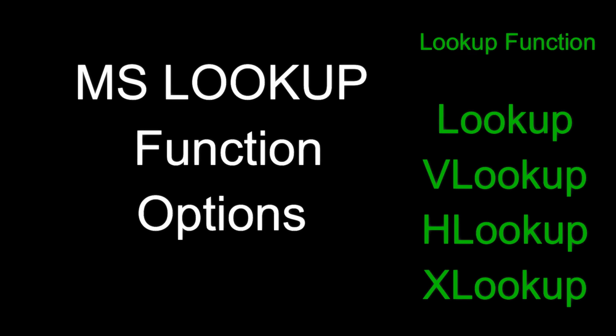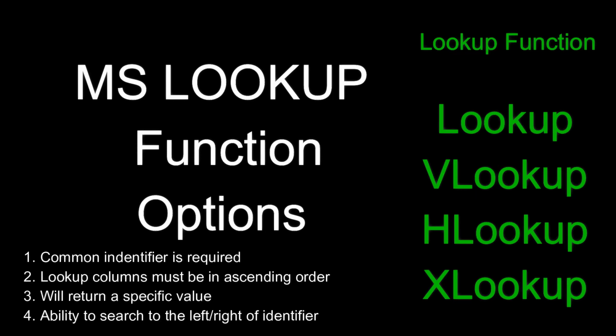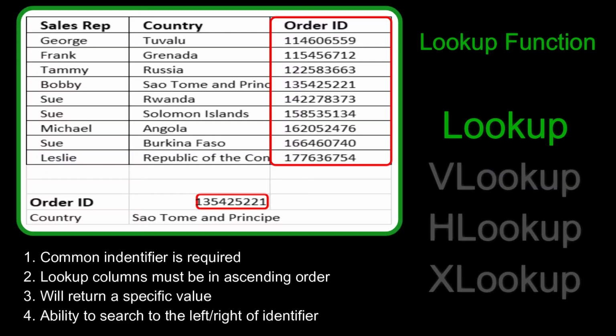There are multiple lookup items to choose from and will depend on your search needs. The options are lookup, VLookup, HLookup, and XLookup. With each lookup feature, there must be a common identifier. With the primary lookup feature, the columns must be in ascending order in order to return a specific value. This feature can search left or right of the identifier.